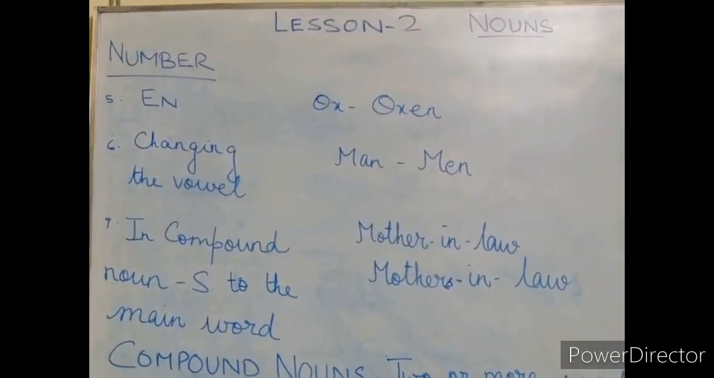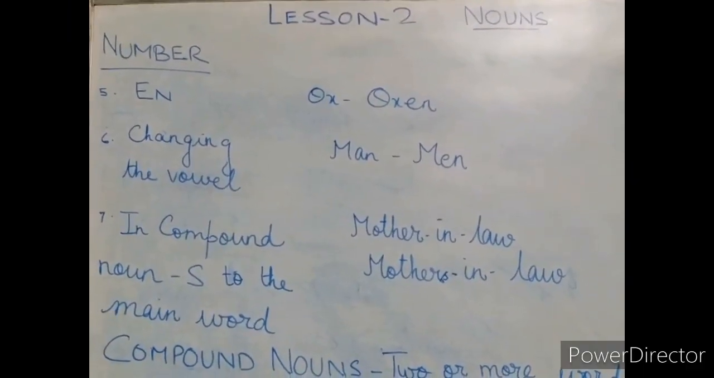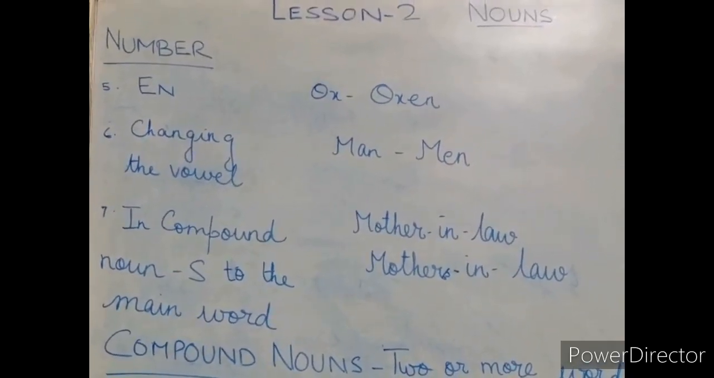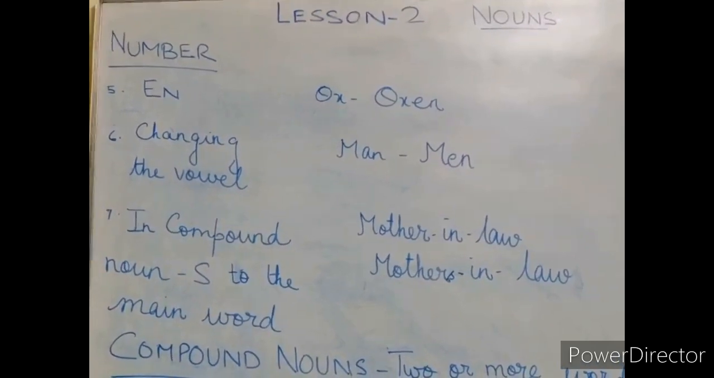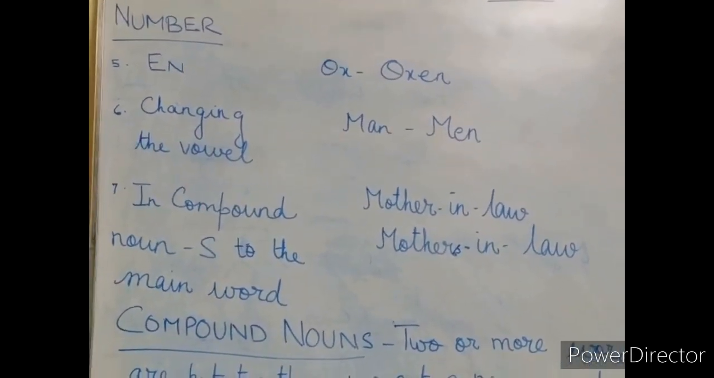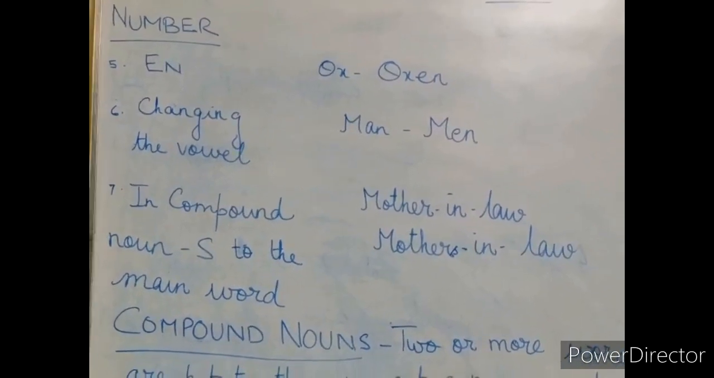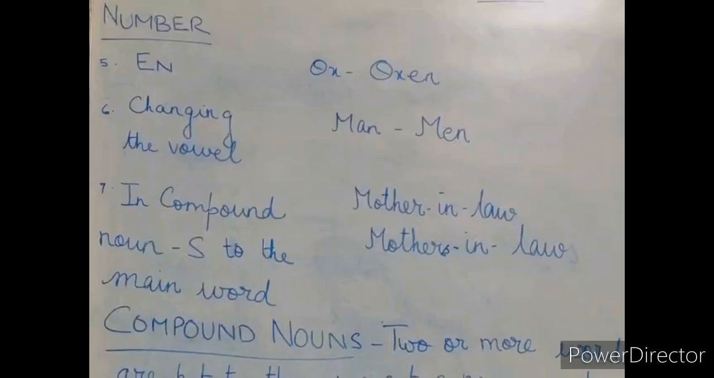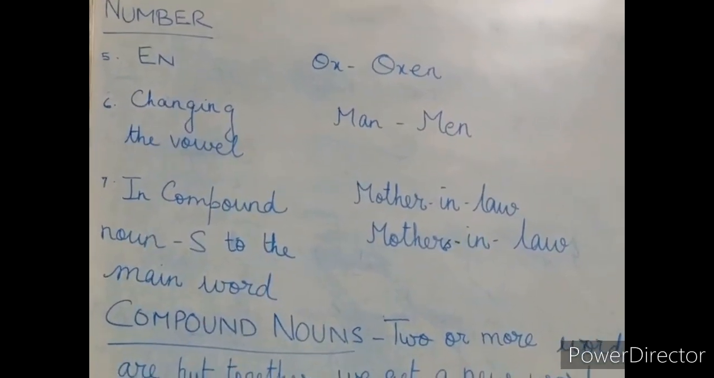Now the fifth one. In some of the words, we add EN to make it plural, like ox, oxen. Number 6. In some of the words, we change the vowel to make it plural, for example man, men.